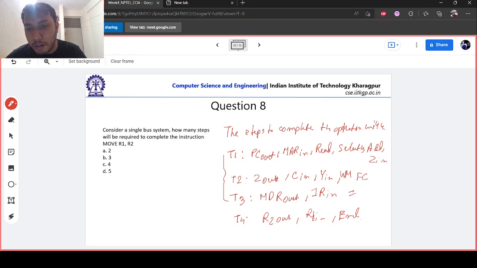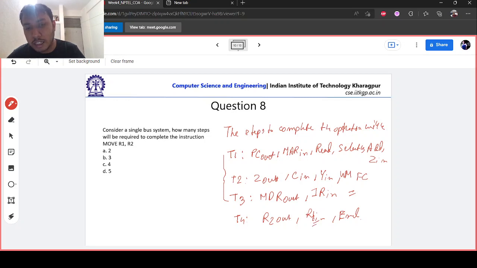Now, at T4, it executes the instruction that it has received, which in this case is move R1 and R2. So this is basically a move operation. You do not need an intermediate temporary register to execute this.